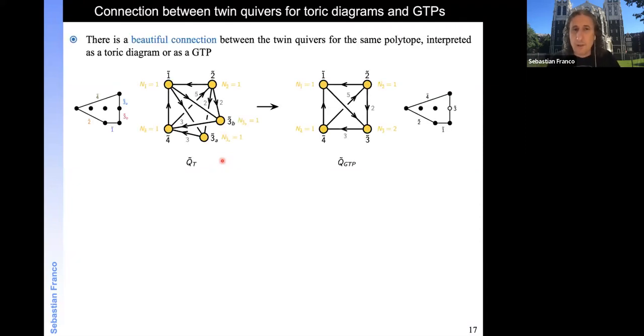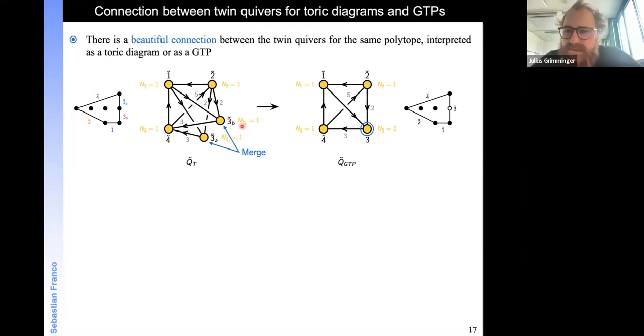Okay. Thanks. Very good. So here I put the two quivers side by side. The quiver of thinking about this polytope as a toric diagram, and the quiver of thinking about this thing as a GTP. You see what's going on. It's just the merging of these two nodes that become that node of a higher rank.